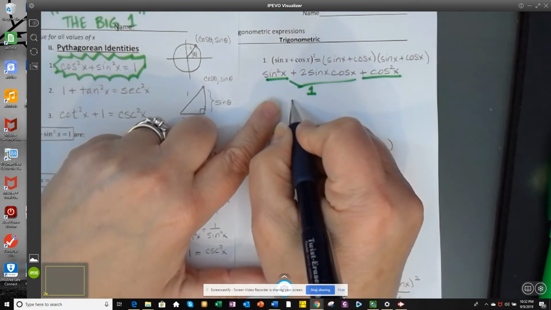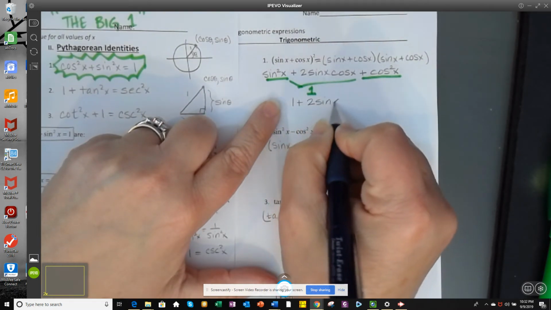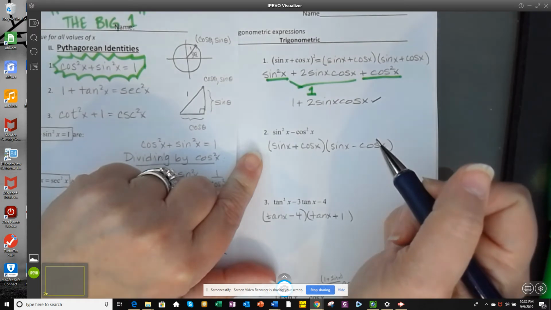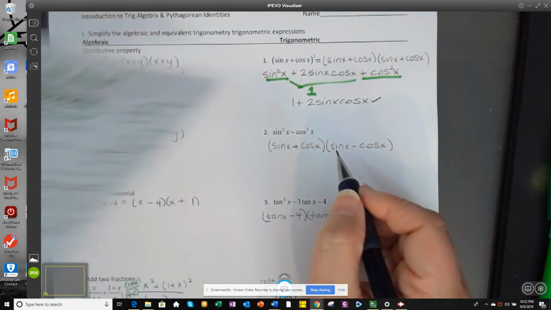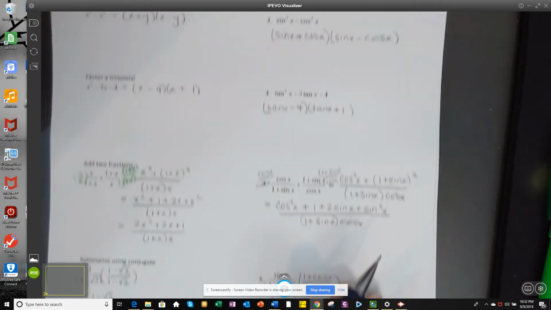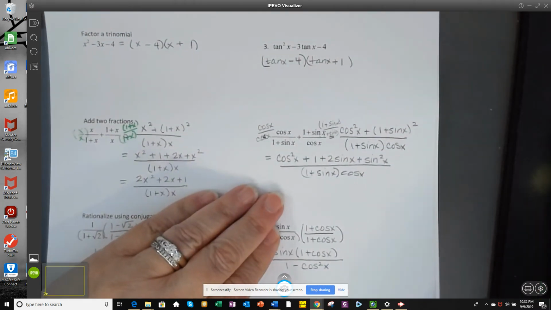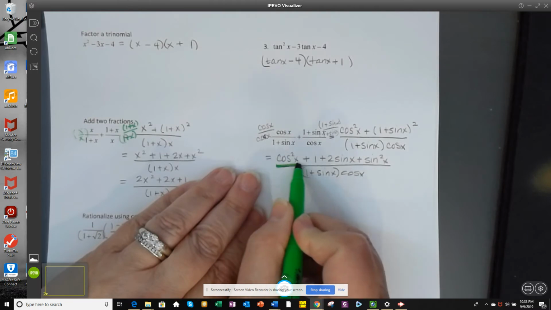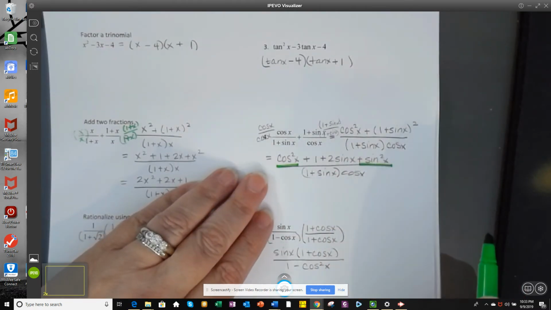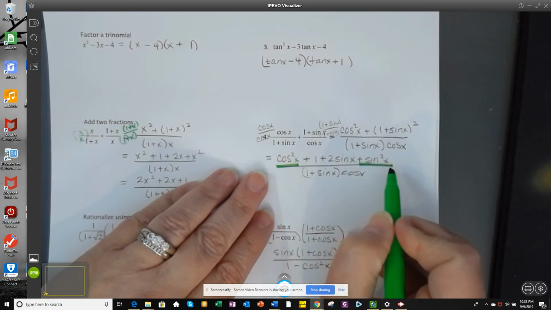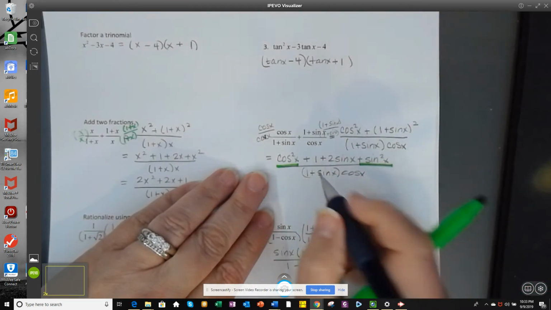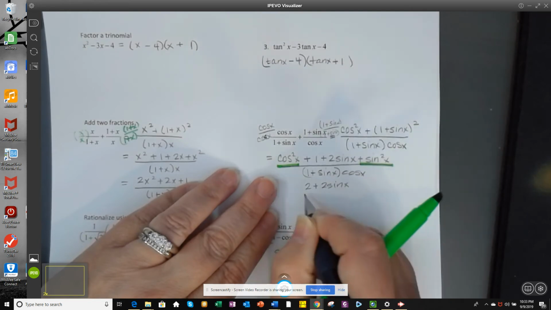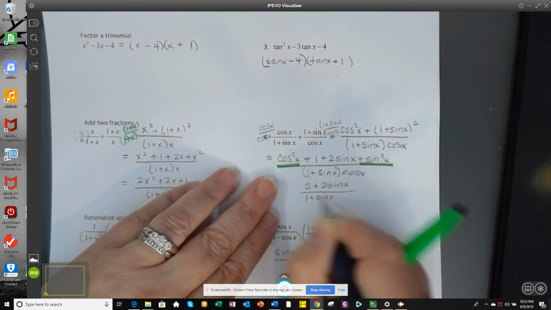So we can say that this is equal to 1 plus 2 sine x cosine x. And this is a simpler expression than the one we started with. This one here we can't really simplify. And this one here we can't really simplify. But let's see if we can find any other versions of 1. If you look at the numerator here, do you see anything? Do you see that this is cosine squared plus sine squared? So cosine squared x plus sine squared x equals 1. So we can change that to 1 plus 1, which is 2, plus 2 sine x on top over 1 plus sine x times cosine x.